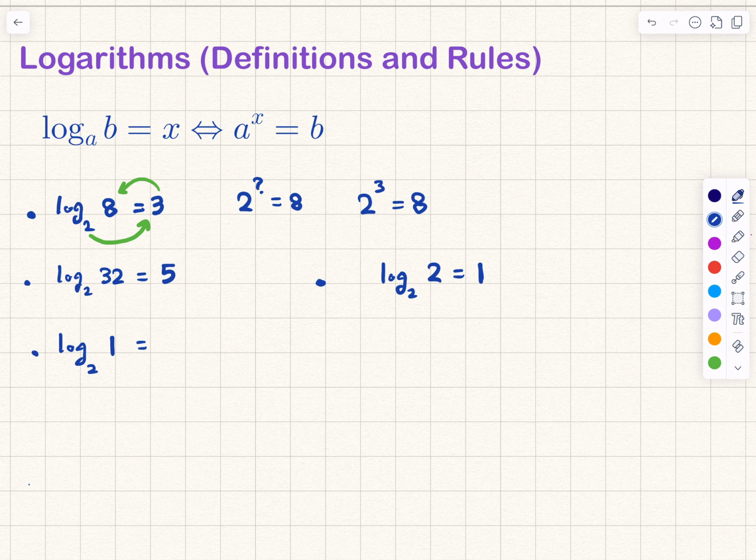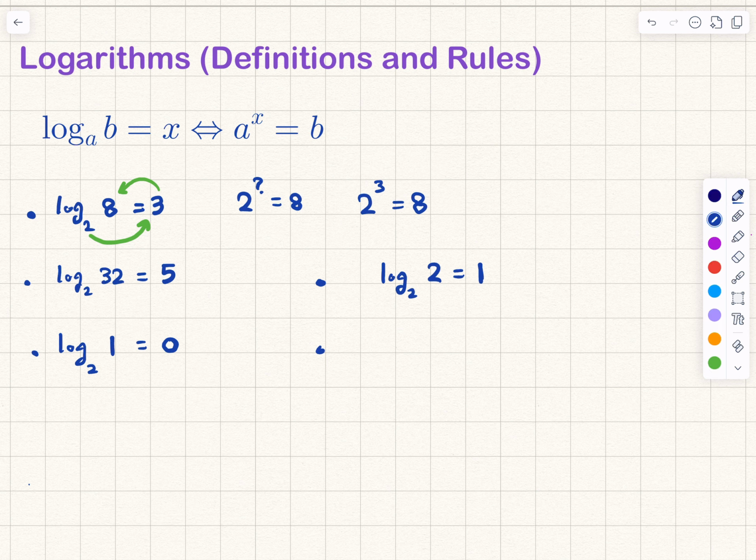Another example, log base 2 of 1. Here, 2 to the power of what will become 1? We know that any base, like 2, to the power of 0 will be 1. So here the answer will be 0. 2 to the power of 0 will be 1. And later we'll know that log of 1 is always 0 in any base.